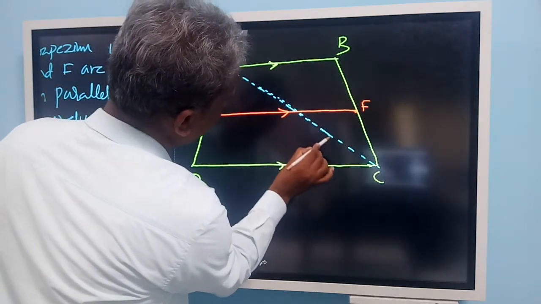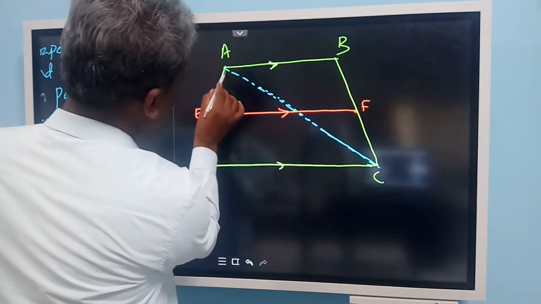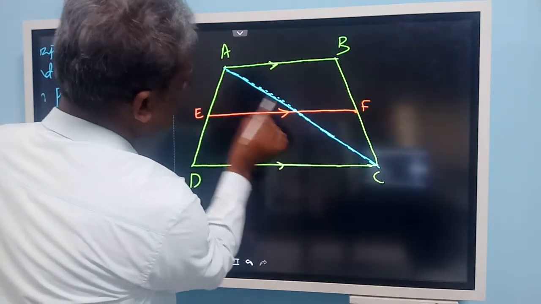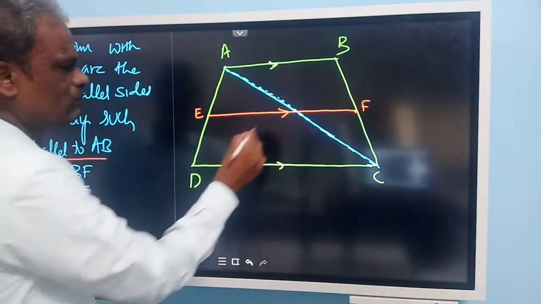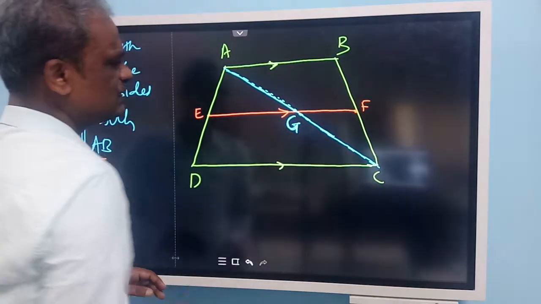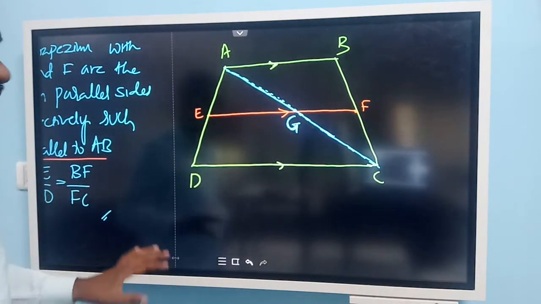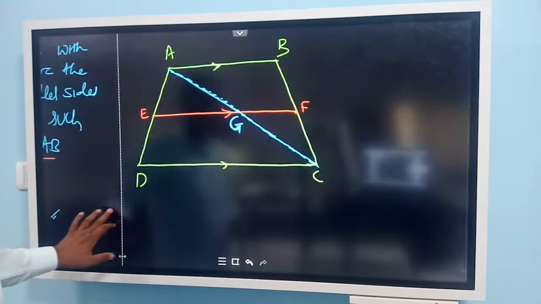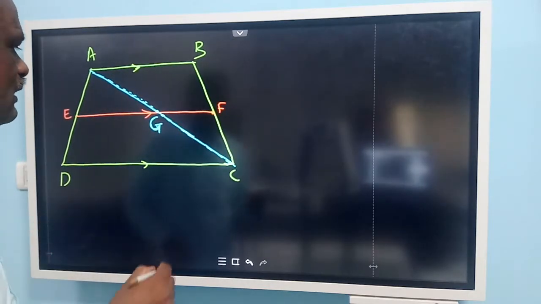2 triangles you will get. So now let us call this point G. So this is the construction. Okay. So now let us write whatever we have done.